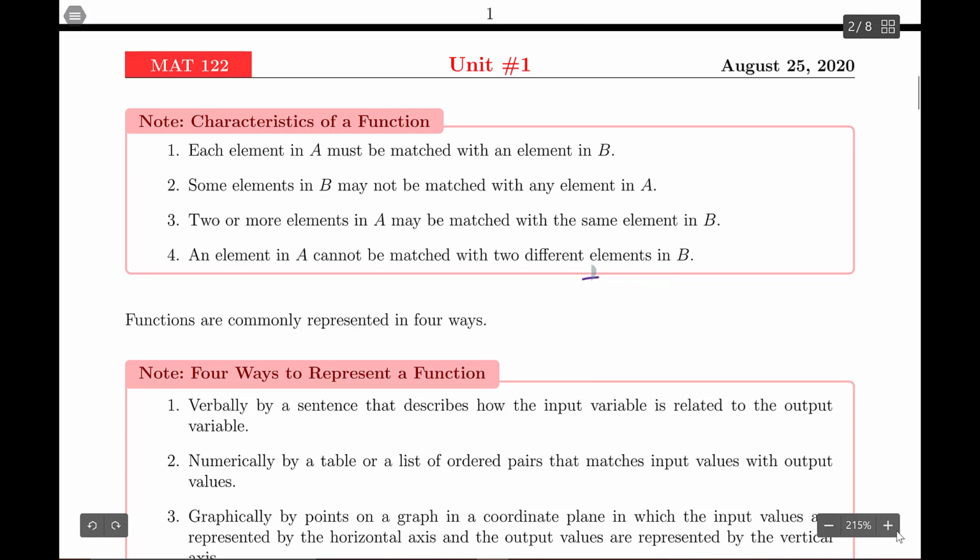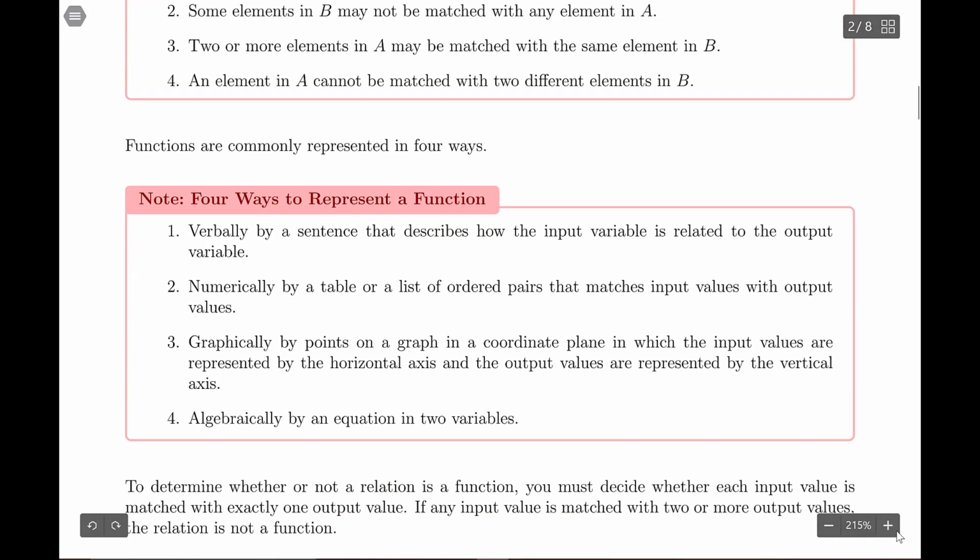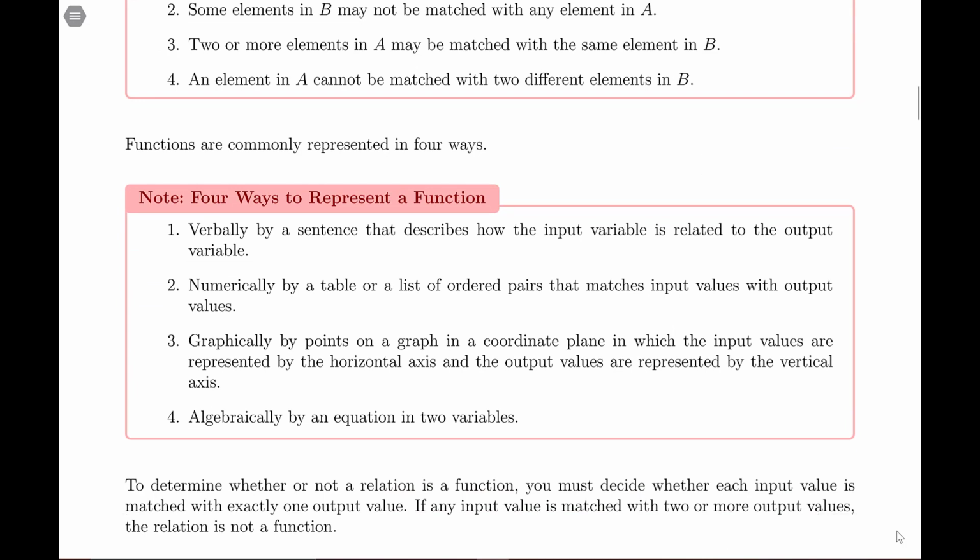All right. There are 4 ways to represent functions. The first one is verbally. We can simply have a sentence that describes how the input variable is related to the output. Numerically, we would use a table or a list of ordered pairs. Graphically, we would use a graph that shows the points on the coordinate plane. And algebraically would simply be some expression or equation that we're using to represent that function.